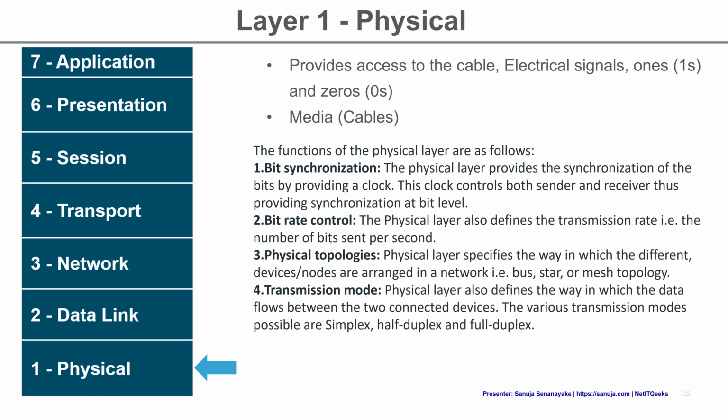The physical layer is also responsible for transmission mode. It defines the way in which data flows between two connected devices or multiple devices. The various transmission modes possible include simplex, half duplex, and full duplex. But as I mentioned before, full duplex is the most commonly used type in 2024.